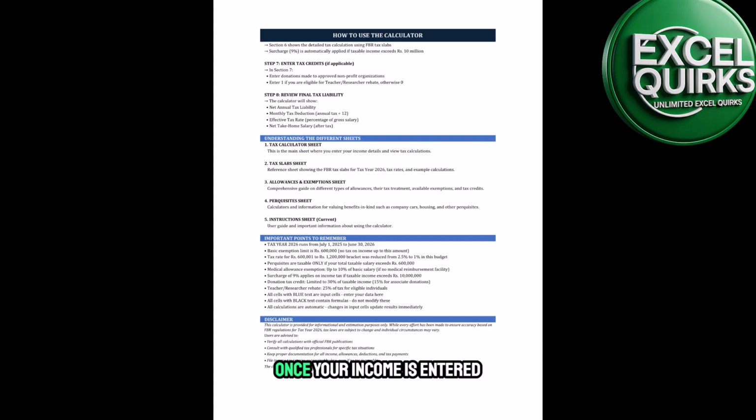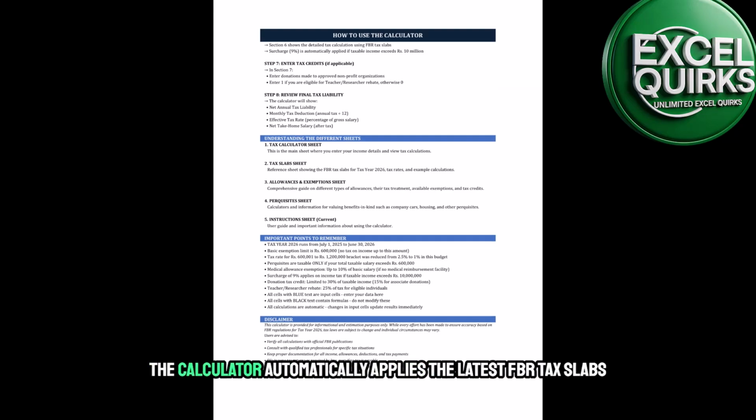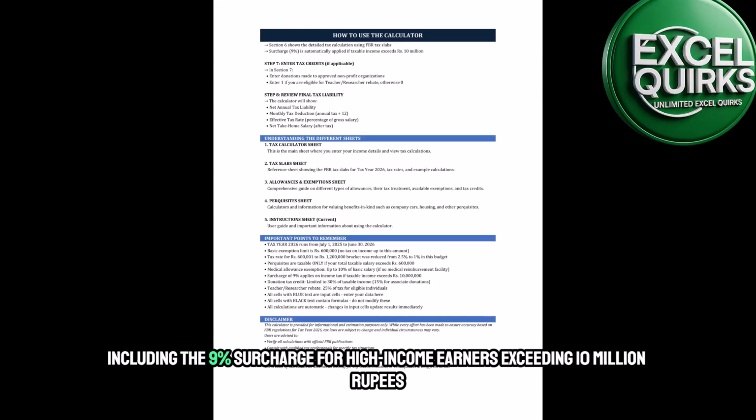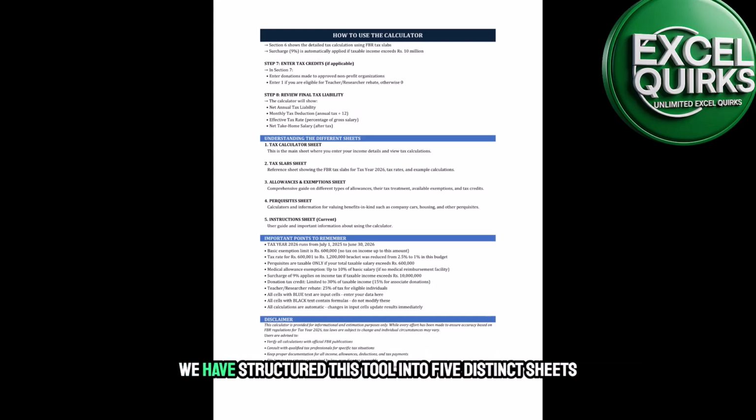Continuing with our guide, once your income is entered, the calculator automatically applies the latest FBR tax slabs, including the 9% surcharge for high-income earners exceeding 10 million rupees. We have structured this tool into 5 distinct sheets, ranging from the main calculator and reference slabs to specialized sheets for perquisites and detailed instructions.